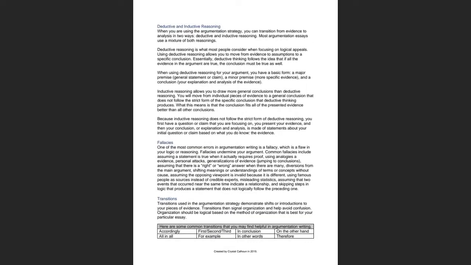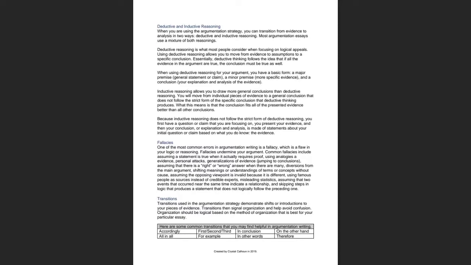All right, deductive and inductive reasoning. When you're using the argumentation strategy, you can transition from evidence to analysis in two ways: deductive and inductive reasoning. Most argumentation essays use a mixture of both reasonings. Deductive reasoning is what most people consider when focusing on logical appeals. Using deductive reasoning allows you to move from evidence to assumptions to a specific conclusion. Essentially, deductive thinking follows the idea that if all evidence in the argument is true, the conclusion must be true as well. When using deductive reasoning from your argument, you have a basic form: a major premise, general statement or claim; a minor premise, more specific evidence; and a conclusion, your explanation and analysis of the evidence.